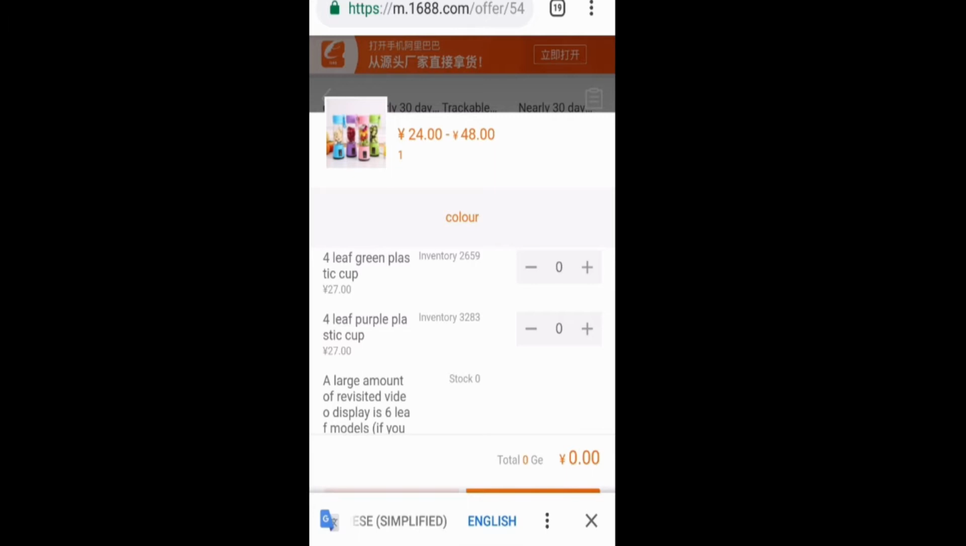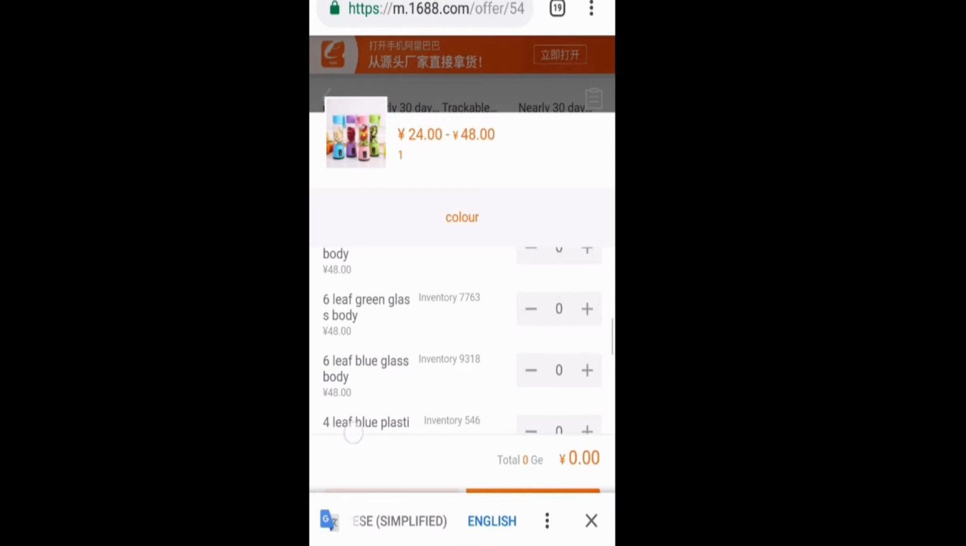So please, when you're making your order, take note of all these things, because somebody may just come now. You made an order, you said you want some 6 leaf blue glass body, and then you calculate in your own mind, you're calculating 24. So when we process and bring back, you now be like, but I saw 24. This is the reason. Please take note of all these things.